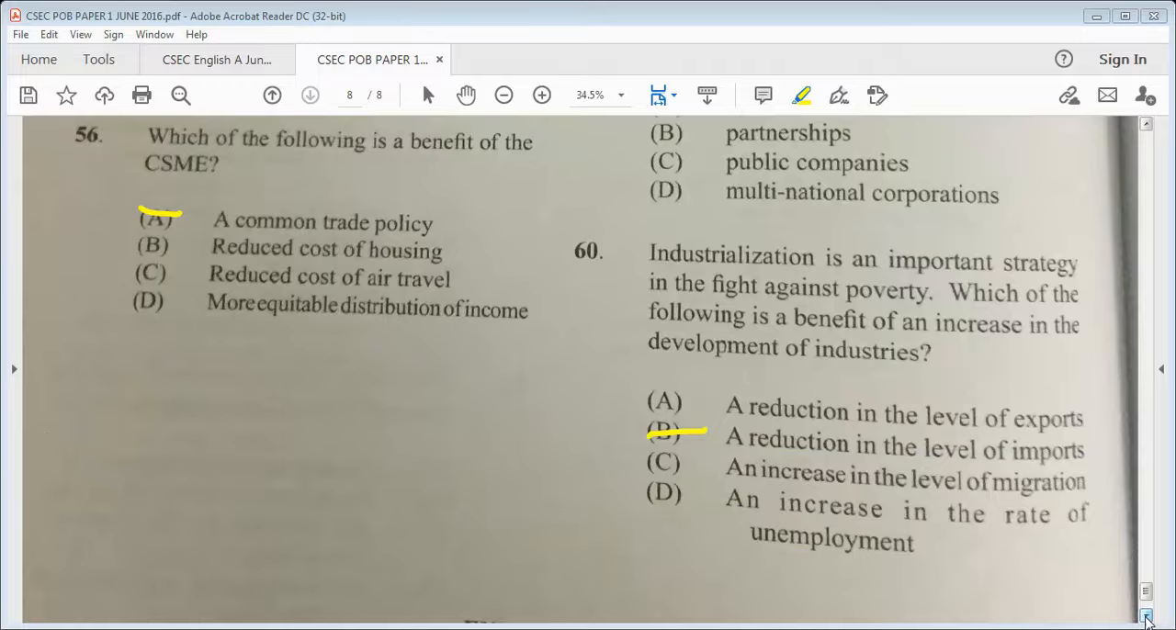Industrialization is an important strategy in the fight against poverty. Which of the following is a benefit of an increase in the development of industries? Our answer is B. A reduction in the level of imports. So we have come to the end of the CSEC Principles of Business, May/June 2016, Paper 1.